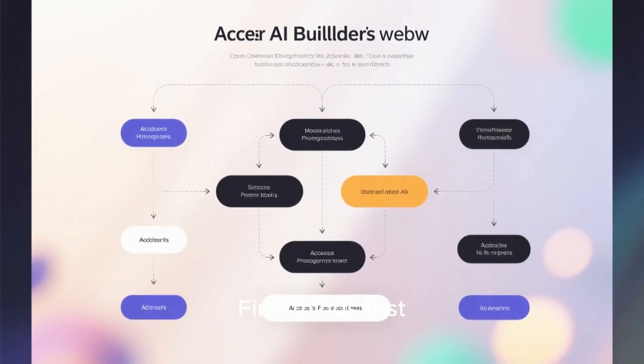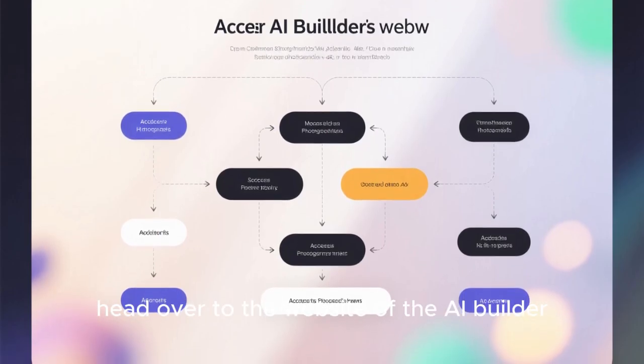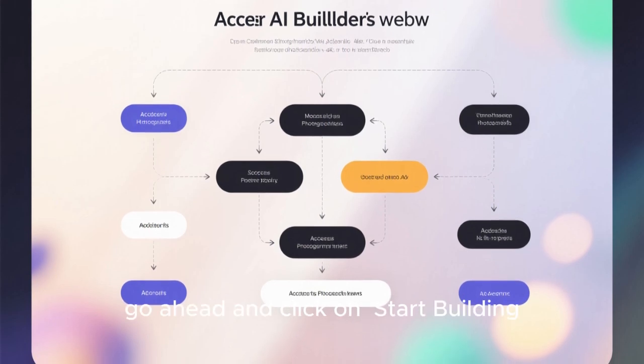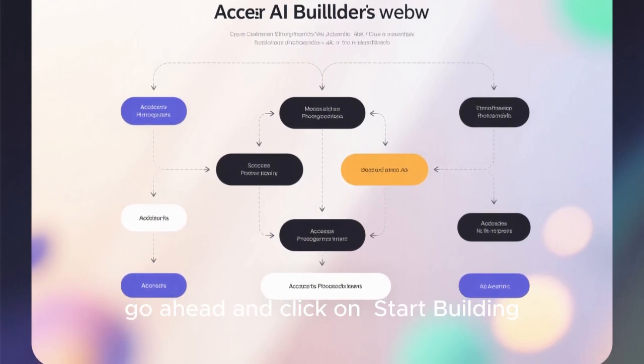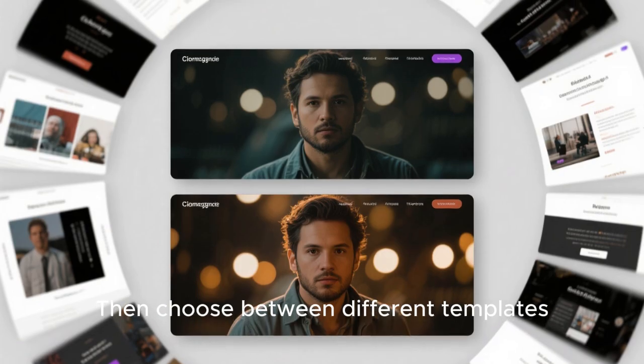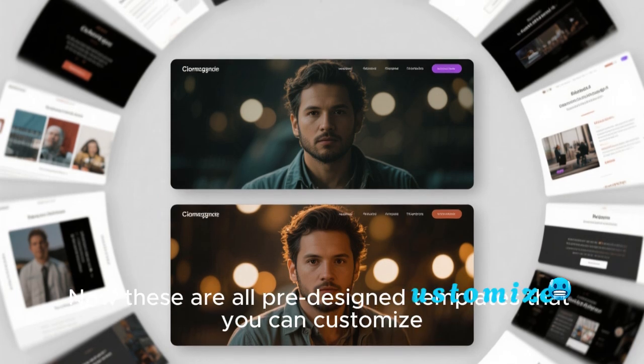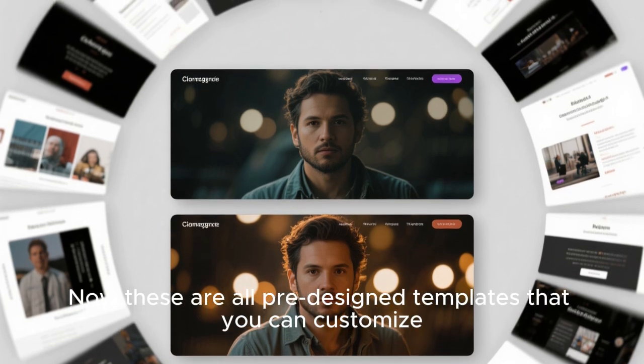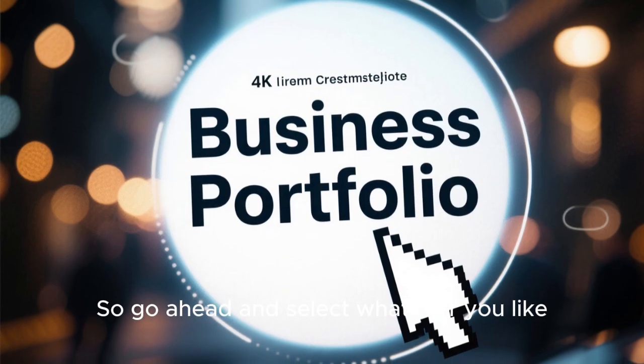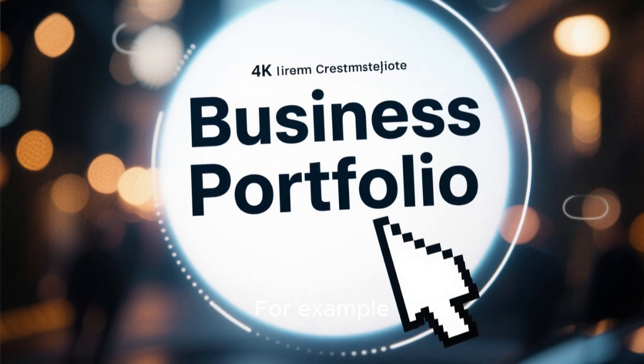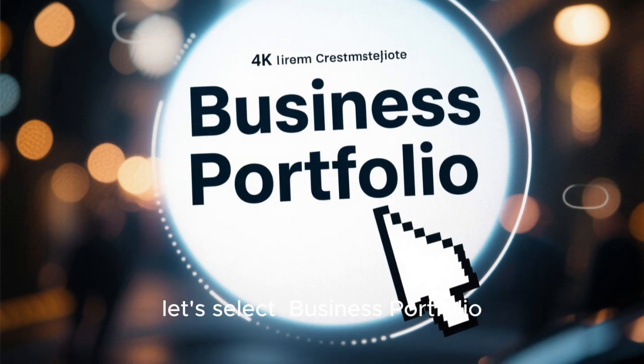First things first, head over to the website of the AI Builder. And once you're there, go ahead and click on Start Building. Then choose between different templates. Now these are all pre-designed templates that you can customize. So go ahead and select whatever you like. For example, let's select Business Portfolio.